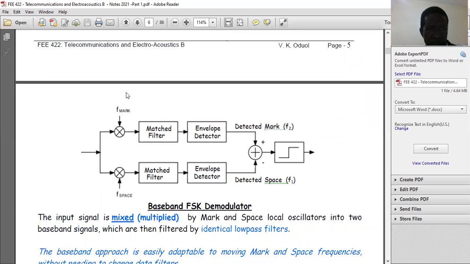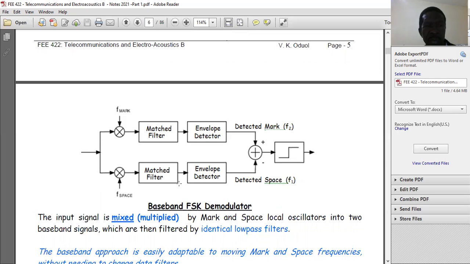So you have an oscillator tuned to the Mark frequency to shift the incoming signal, and then an oscillator tuned to the space frequency to shift the signal. So one arm is shifted by the Mark frequency, and one arm is shifted by the space frequency. Then the matched filter is now the same. The matched filters are identical, and the envelope detectors are identical. This is now operating at baseband.